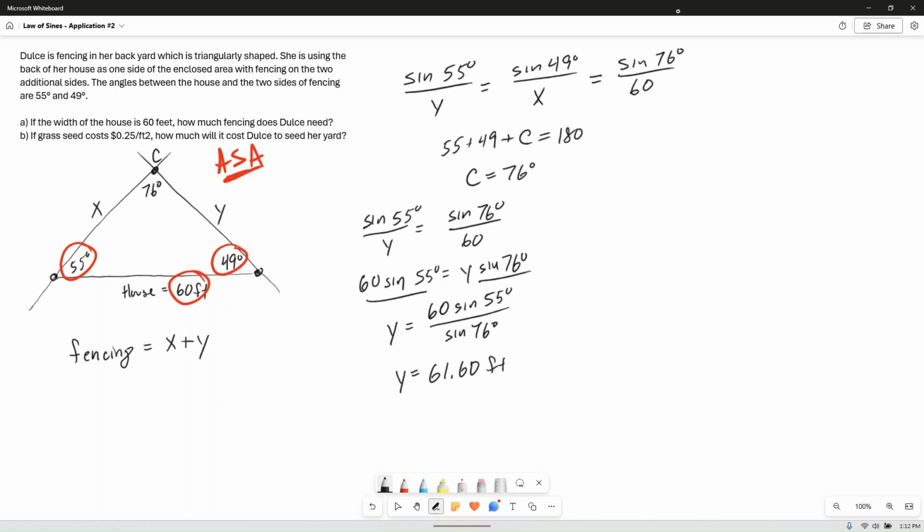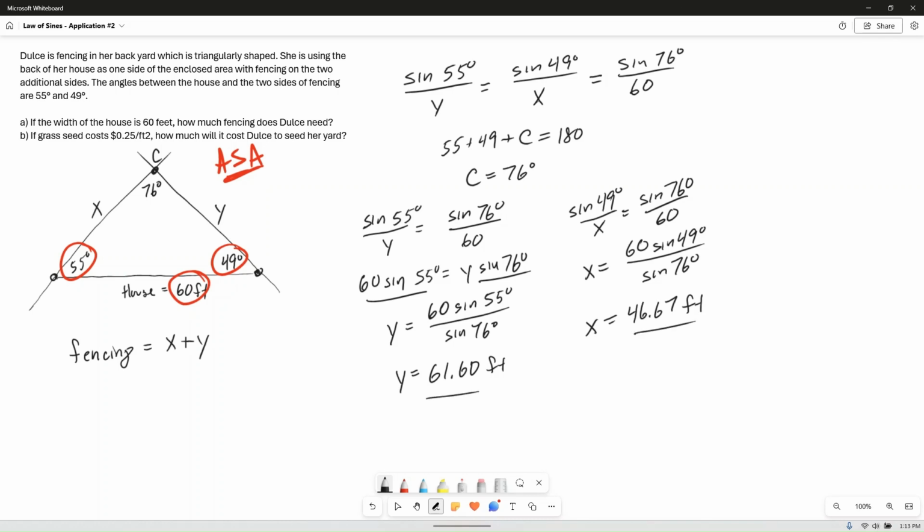Okay. Do the same thing for x. So now we have the sine of 49 degrees over x is equal to the sine of 76 degrees over 60. We cross multiply and divide. I'll skip the algebra, it's the same here. So x is going to equal 60 times the sine of 49 degrees over the sine of 76 degrees. And so if we compute that, we are going to get that x is equal to 46.67 feet. Okay, so we found the length of both x and y.